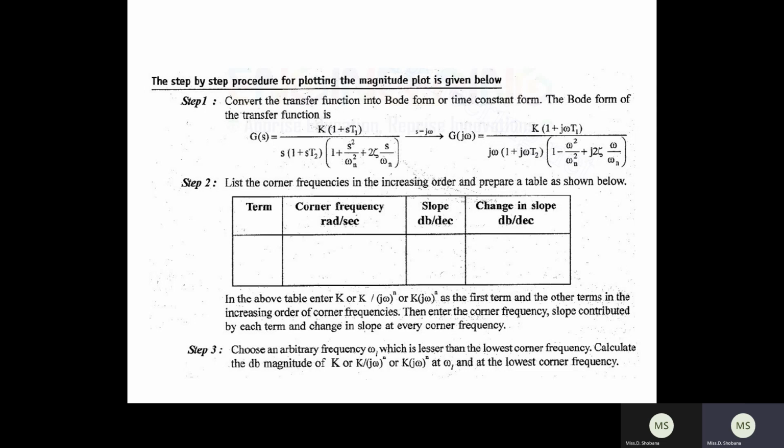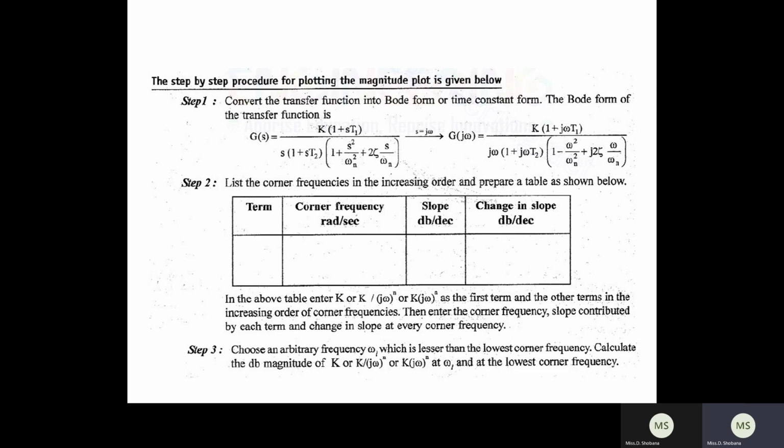So here you can see if you have 1 plus j omega in the numerator, then you will only write 1 plus j omega. If it is in the denominator, then you have to write the next term, 1 divided by 1 plus j omega T2. And again the third term will be the quadratic function, 1 divided by 1 minus j omega divided by omega n squared minus 2 delta omega divided by omega n. Similarly for corner frequencies, the first term doesn't have any corner frequency. 1 plus j omega will have a corner frequency. Write in ascending order, and then you can go for the slope in decibel per decade.